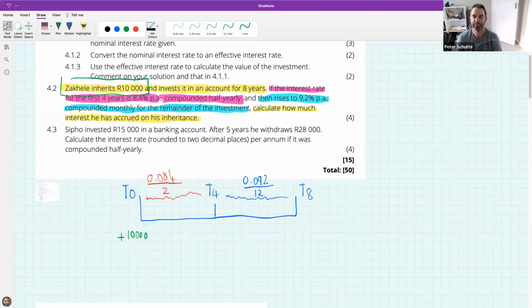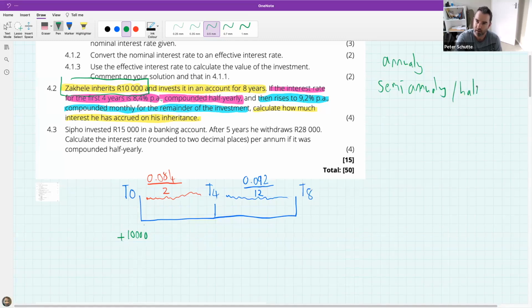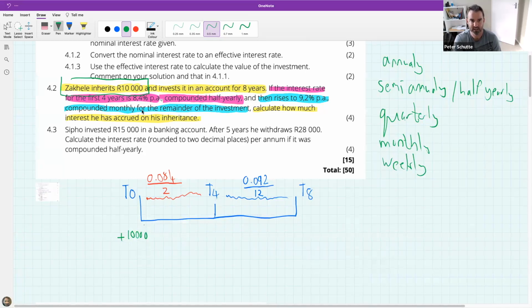Hi, sir. So for the first period, you said 0.084 over 2. Why is it over 2? Okay, great question. So in financial maths, sometimes they say annually, sometimes they say semi-annually, or half yearly. Now, if your interest rate is given to you in a per annum way, that means that it's once a year. So 8.4% annually is just going to be that interest rate per year. But if they say semi-annually, they mean every half year. And to make this interest rate a half yearly or semi-annually interest rate, I need to divide it by 2.